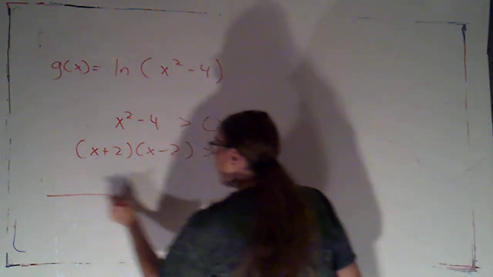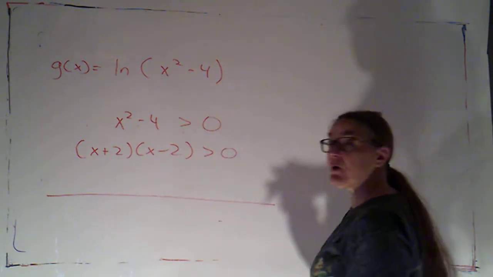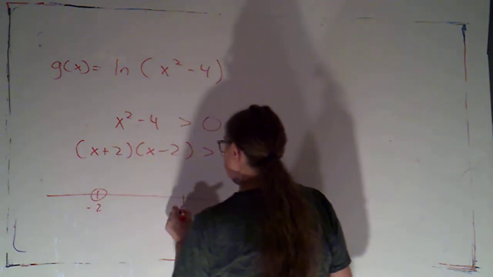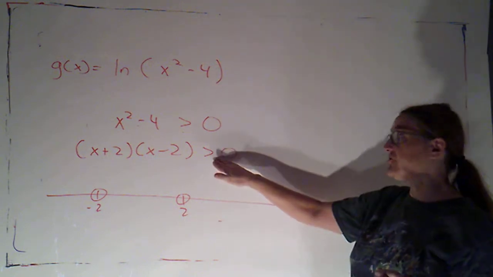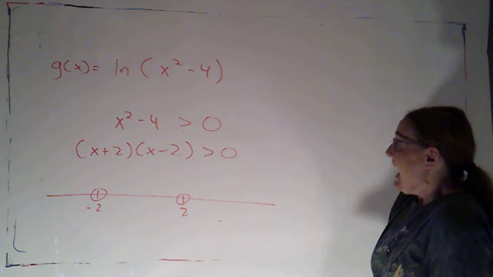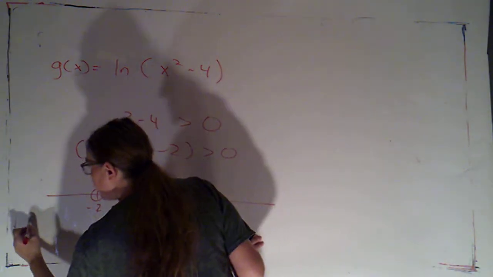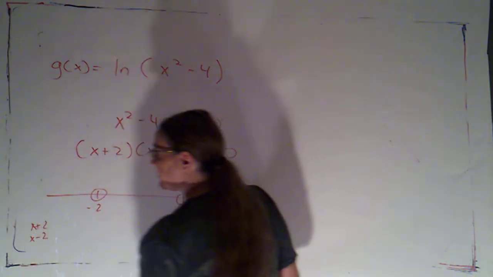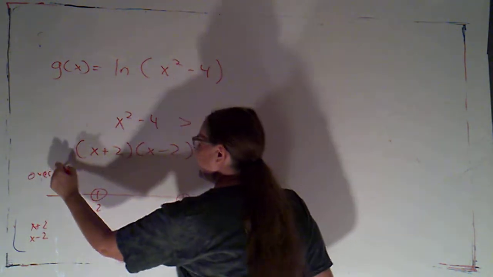Then I find my boundary points. My boundary points would be the things that would make this equal 0. So that would be a negative 2 and a 2. And with log functions, it's always going to be a strict inequality, so I don't want to include those boundary points. And then I can just check. So I'm going to just record below the number line, x plus 2, x minus 2. I'll record the signs of those, and I'll record the overall sign above the number line.